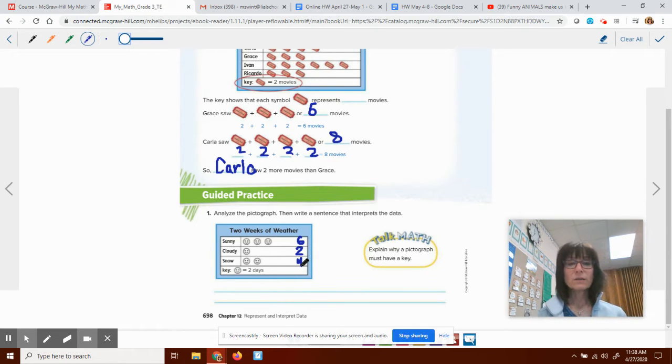So if I take a look and I want to interpret or analyze this data, I can see right now there are twice as many snow days as cloudy days. So I could put, there are twice as many snowy days as cloudy days. I could say there are 4 more sunny days than cloudy days. So you create a sentence interpreting this data. Let's look on our next page.